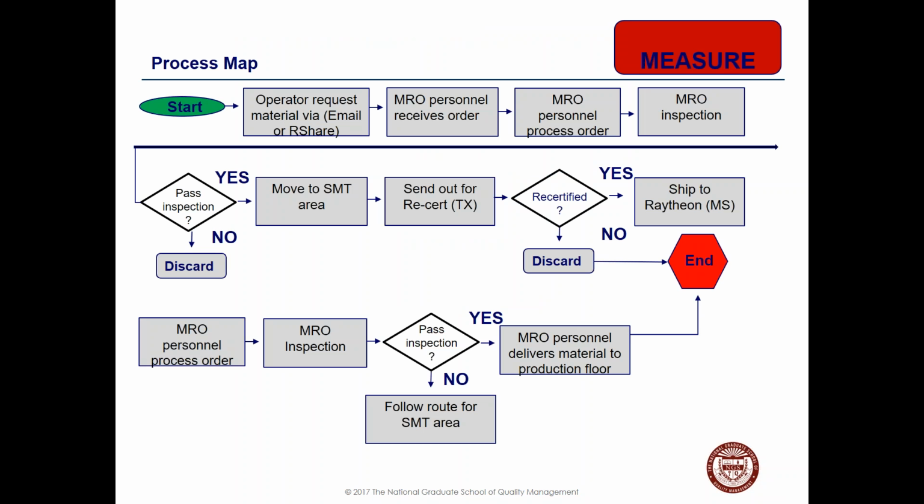Okay, our process starts where the operator requests material from the MRO room, either through email or share. From there, the MRO personnel receives the order. They process the order and make sure that the order is in stock. If it's in stock, they inspect for expiration dates and make sure that the material is the material that the operator ordered. If it doesn't pass those checks, it's discarded. But if it passes those checks, it moves to the SMT area.